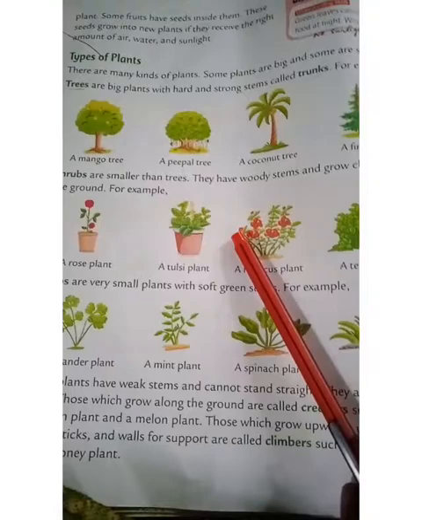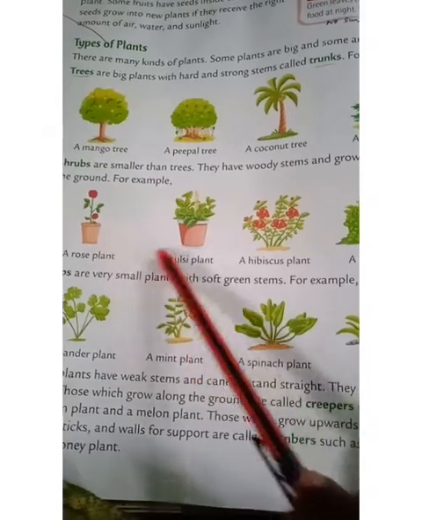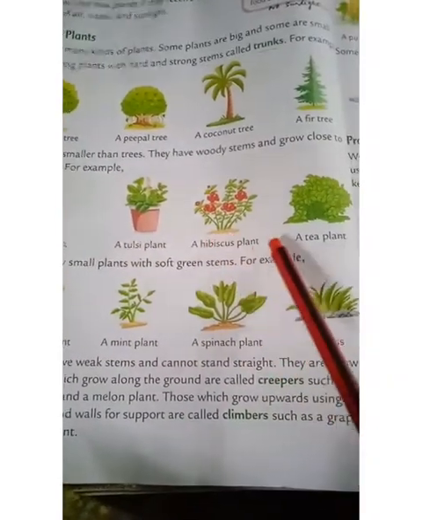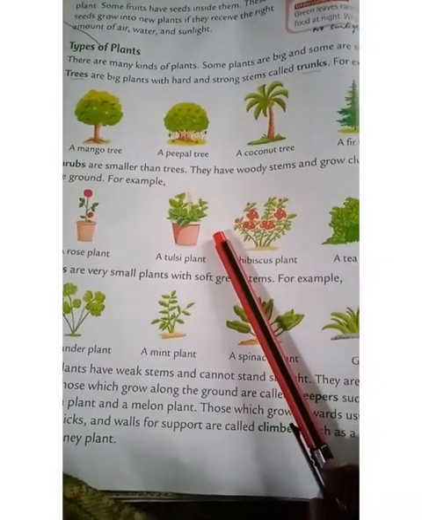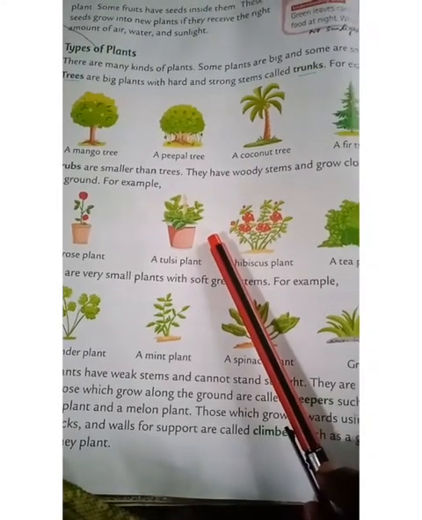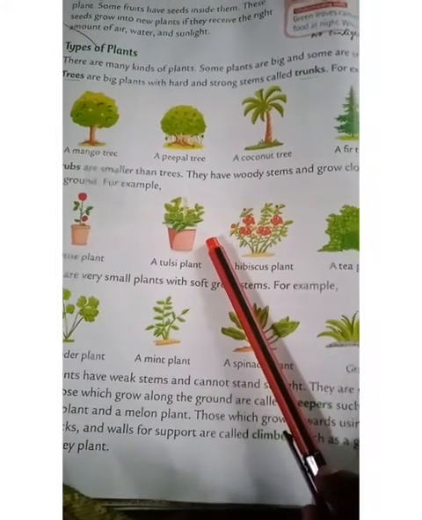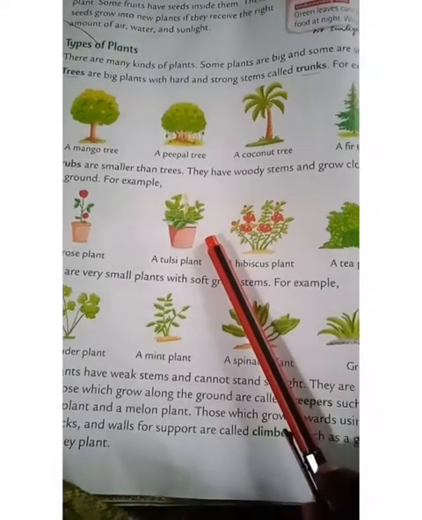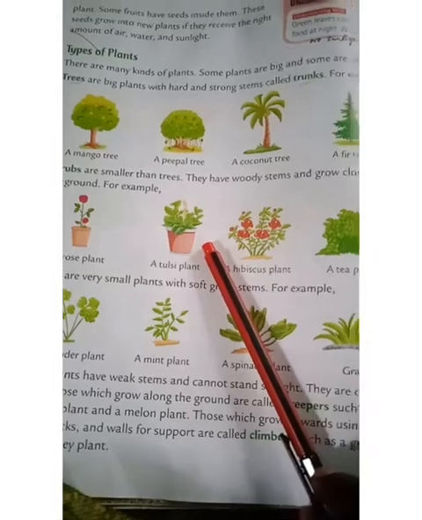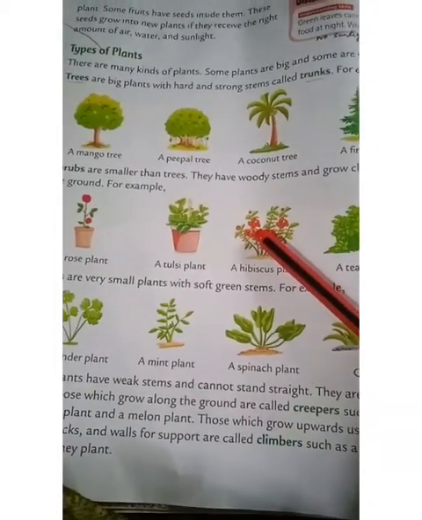Now you understand? Did you understand what the shrubs plants are? Shrubs plants examples: rose plant, tulasi plant, hibiscus plant, tea plant. Shrubs are short plants. They have woody stems. Shrubs have many branches. They live for a few years. For example, rose and hibiscus. So these are many branches. Now you understand shrubs plants.